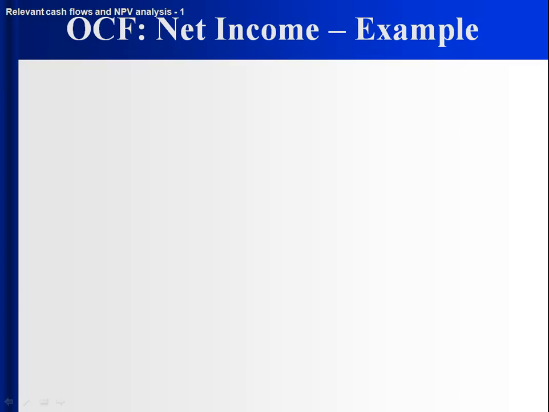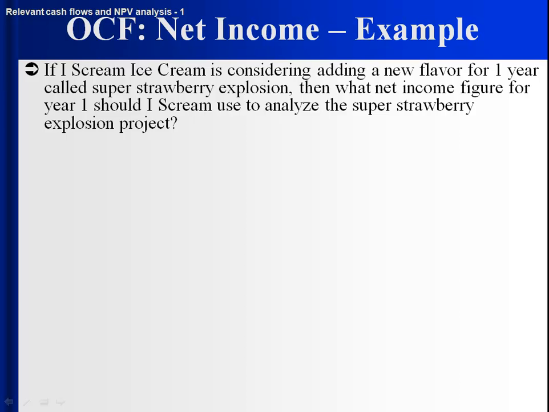Let's take a look at a pretty extensive example in which we're trying to find net income for a project. So we have a company, Ice Cream Ice Cream, and they're thinking about adding a flavor. It would last for 1 year, so it narrows down our analysis, called Super Strawberry Explosion. And what we want to find is the net income that we want to use when we're analyzing the project.